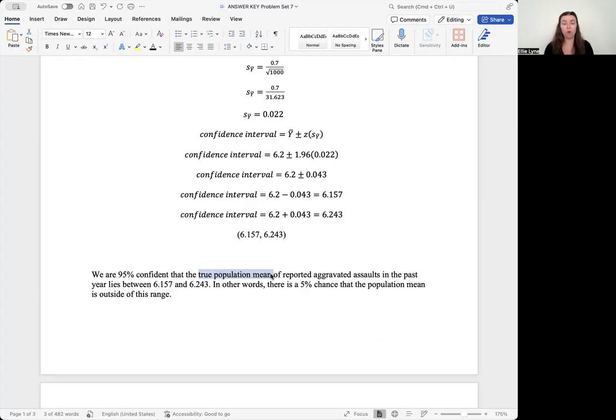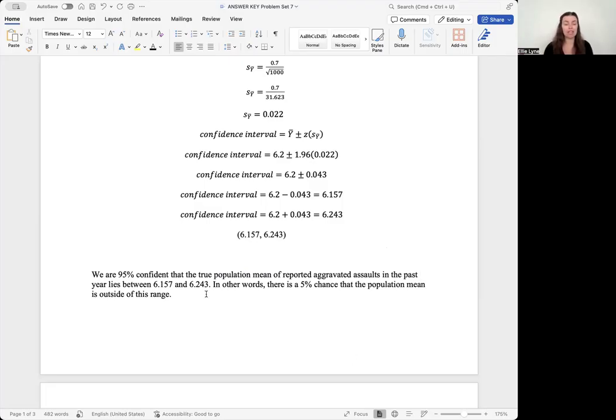So regardless of how you go about interpreting this, make sure that you include these 3 words here. If we were doing this for a proportion, which we do in questions 2 and 3 below, so you'll see it in just a moment, you would say true population proportion, okay? So we are 95% confident that the true population mean of reported aggravated assaults in the past year lies between 6.157 and 6.243. Okay, that's perfectly fine to stop there. If it makes sense for you to also include this second component, you are more than welcome to do so.